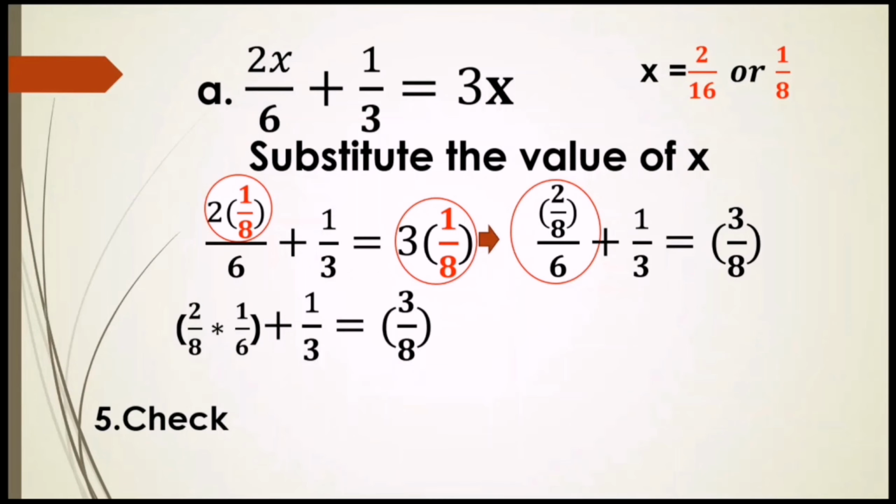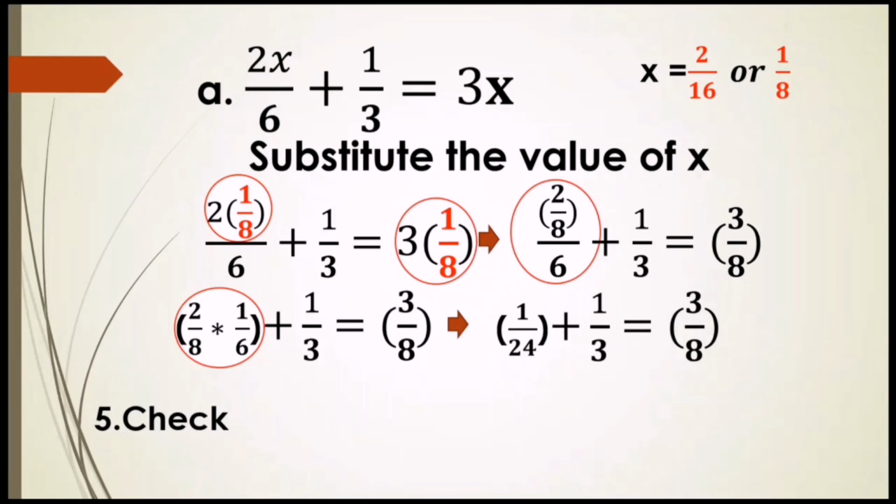So in here, if you're dividing a fraction by a fraction, copy first the numerator, and then change the operation. From division, make it multiplication, and get the reciprocal of 6, which is 1 over 6. And then copy the equation, plus 1/3 is equal to 3 over 8. And then solve 2 over 8 multiplied by 1 over 6, which becomes 1 all over 24 plus 1/3 is equal to 3 over 8.